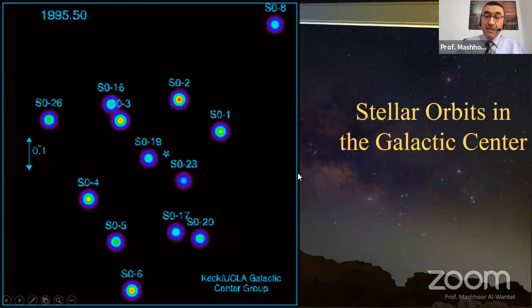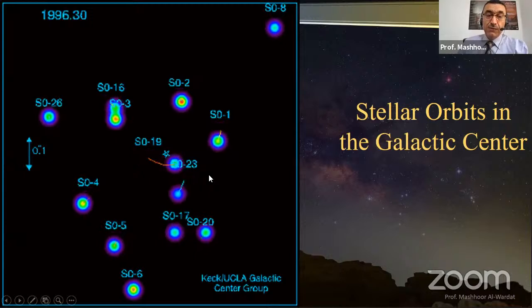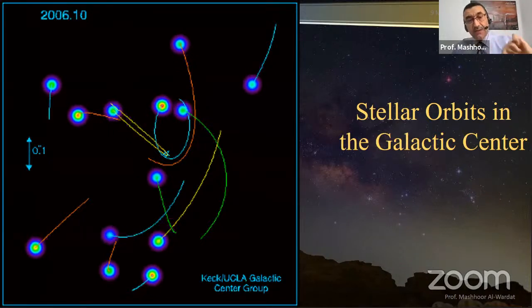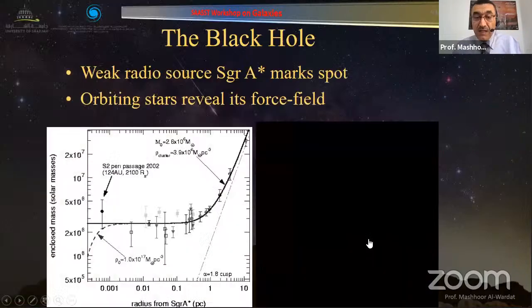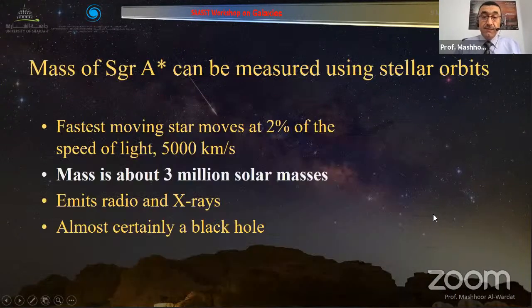So stellar orbits around the galactic center, you can see this from 1995 up to 2004. You can see it again here, 1995 up to 2004. So we draw the orbits of these stars around some heavy object, which is Sagittarius A, the supermassive black hole, and we deduce its mass. So we have these orbits here, and the mass is about 3 million solar masses. The fastest moving star moves at 2% of the speed of light. Yes, very fast. It emits radio and X-ray, almost certainly a black hole. We don't know exactly 100%, but we can say certainly it's a black hole.